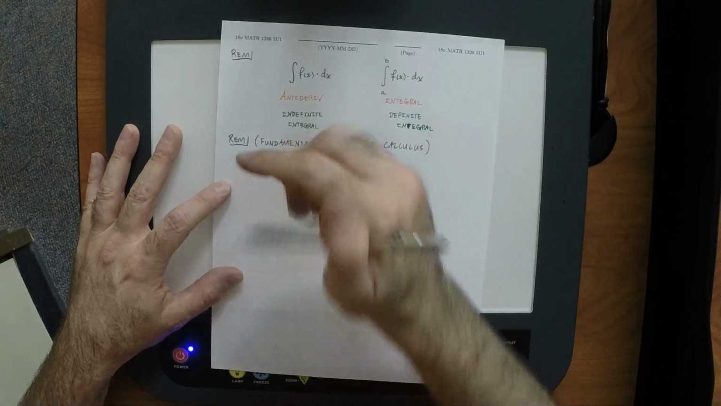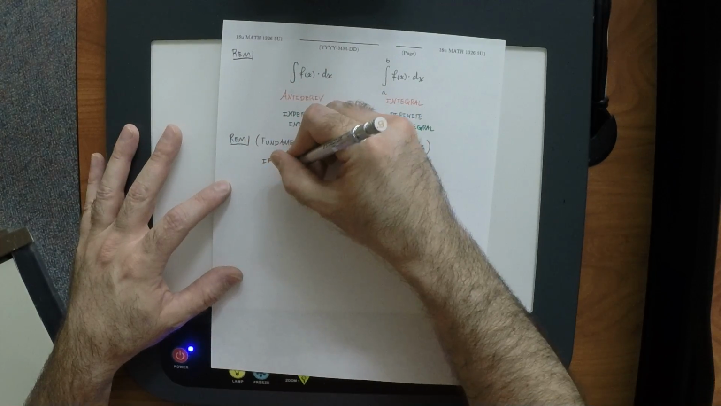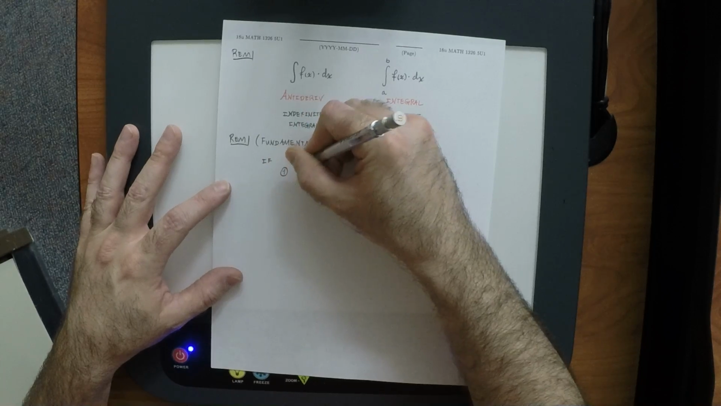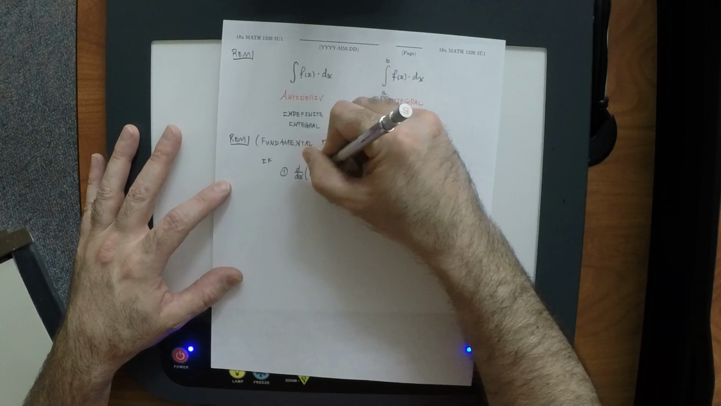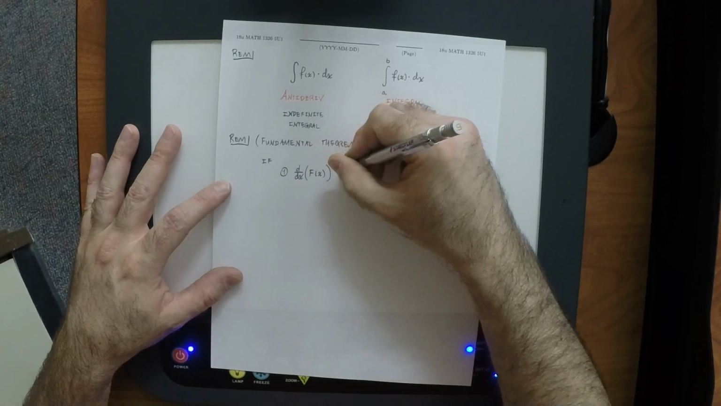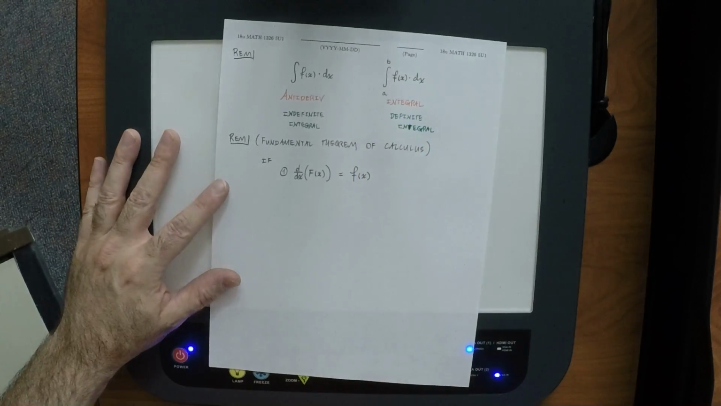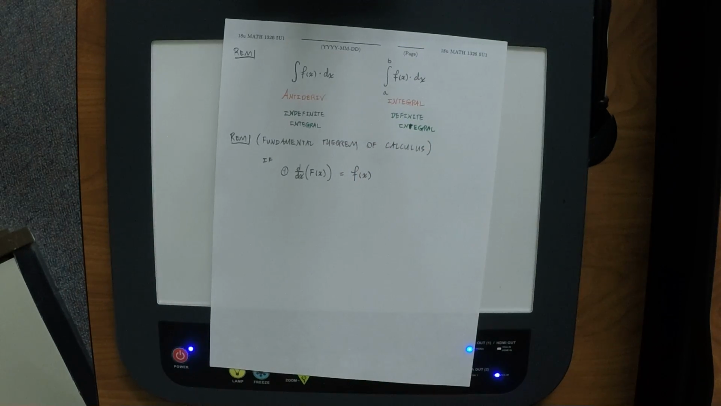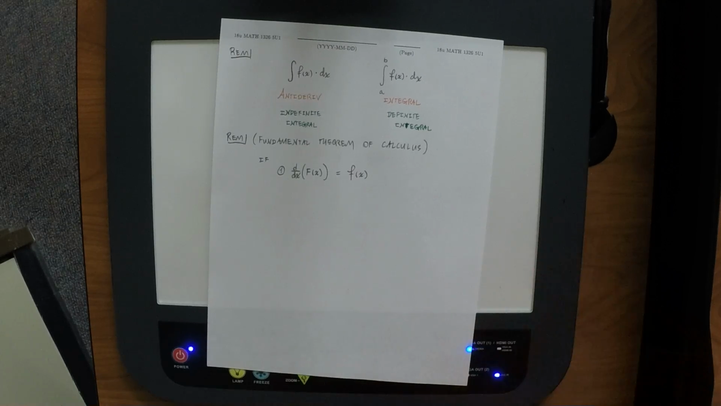So we can say the following. If, one, the derivative of big F is little f. So now that means that we have two functions, a big F and a little f, and they're related to each other in this differential relationship, that the derivative of the big one is the little one.